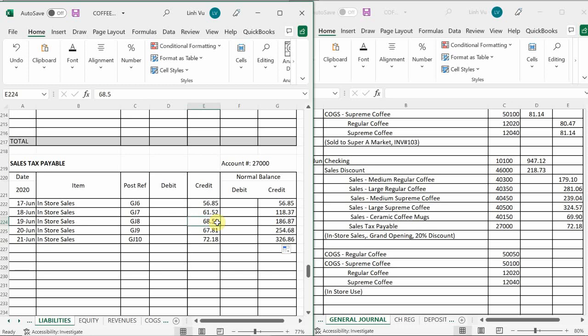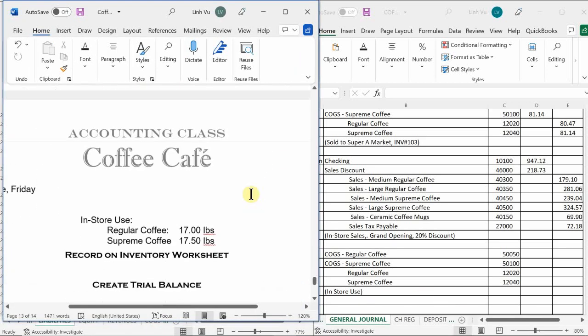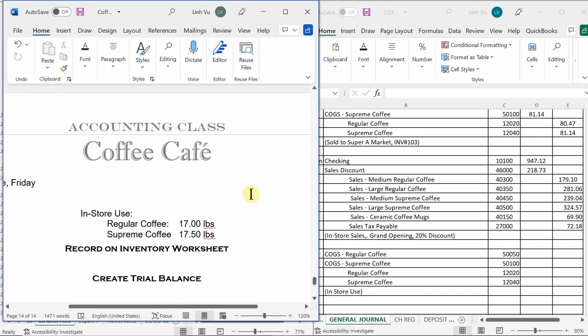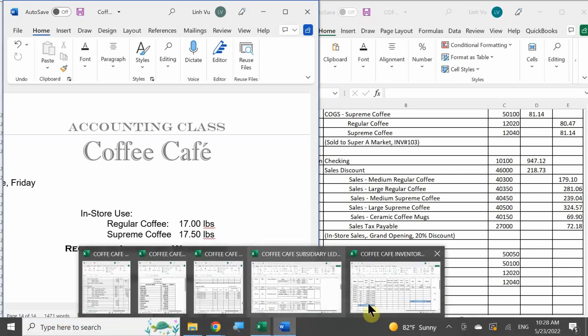Okay? So now we need to figure out how much we need to update our inventory with, because we sold coffee and use perpetual inventory. So let's see how much we used. We used 17 pounds of regular coffee and 17.5 pounds of Supreme coffee. So I have to go to my inventory worksheet because I have to calculate that now.